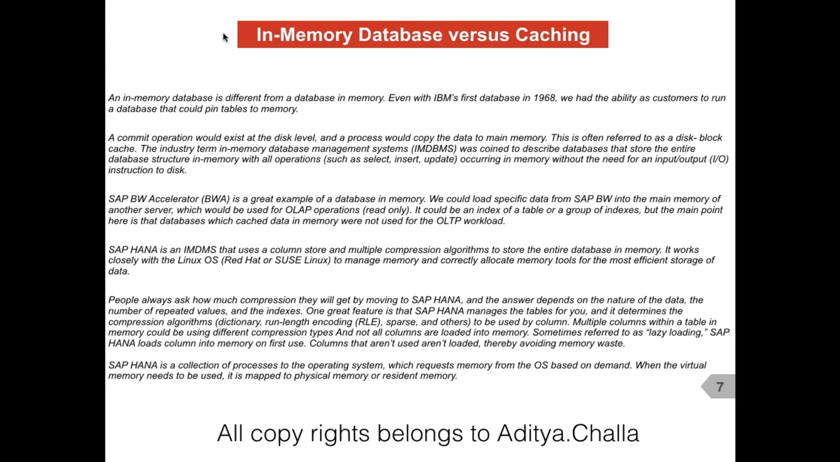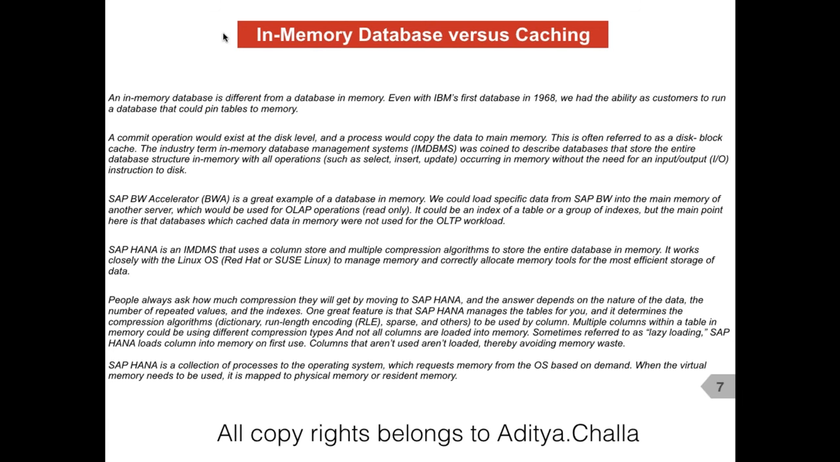And BW extractors is the best example for the database in memory. So we can load specific data from BW content, that means the BW server, into the main memory of any other server, which would be used for OLAP operations, that is only for read access. It could be the index of the tables or a group of indexes, but the main point here is that the database which caches the data in memory was not used for OLTP workload.